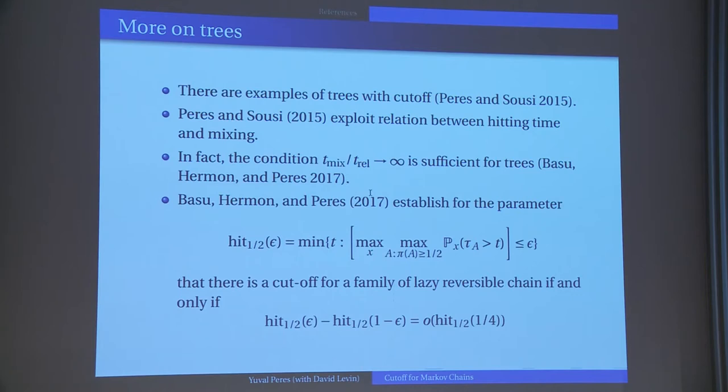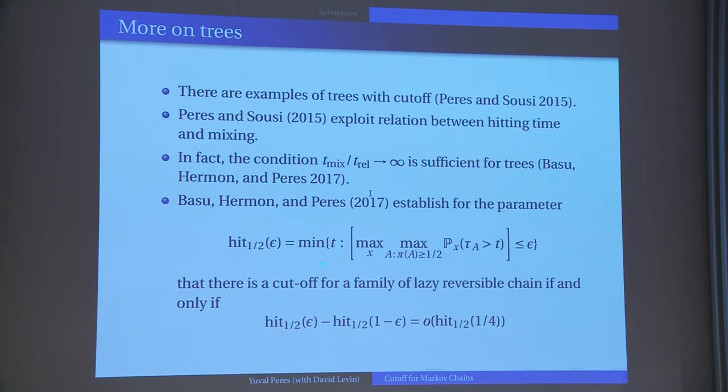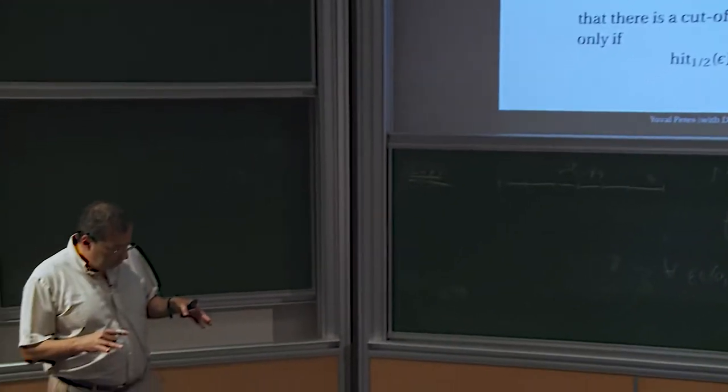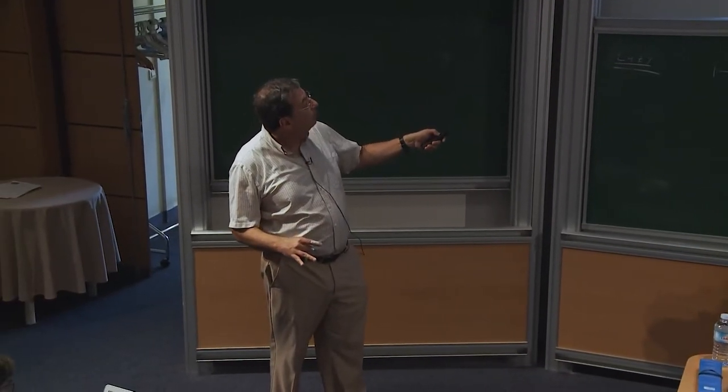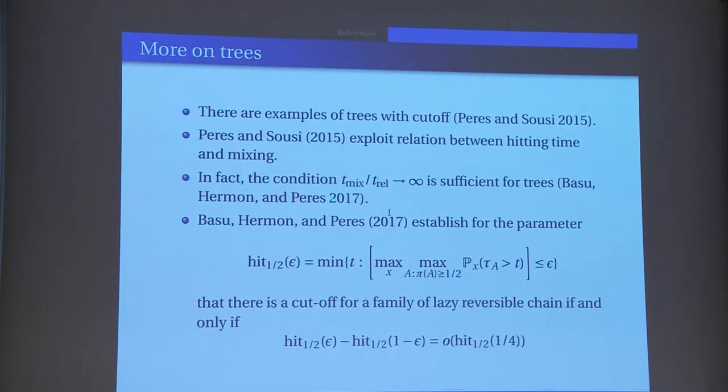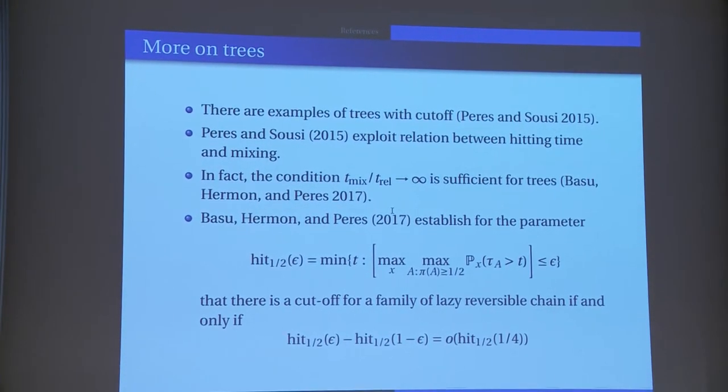So it's very close to the notion of mixing time, but the difference is instead of asking for distributions, we're asking for tails of hitting times. And as is noted here, the point of using this definition is that it allowed us to prove that in the class of trees, the conjecture that t_max over t_rel goes to infinity, this always necessary condition, is actually sufficient for cutoff in trees.